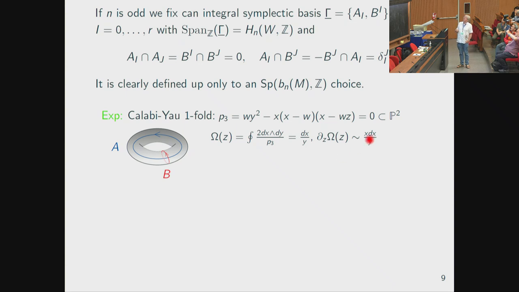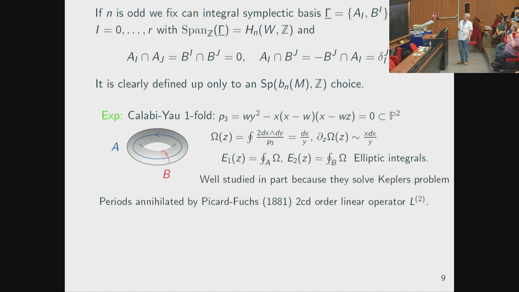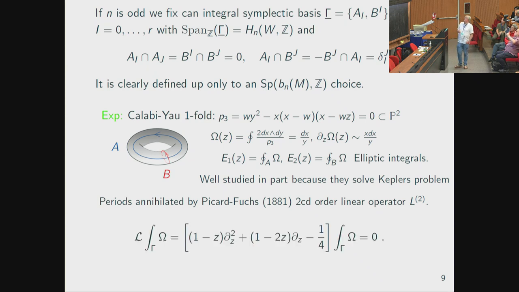So here are the periods, here's the period integral, and here is the second cohomology element, which you can represent by a meromorphic form of the second kind, and then you get these elliptic integrals, which are basically the things that I'm talking about and generalizing. This is well studied because these things solve Kepler's problem, and it was also well known in 1881 that they fulfill a linear differential equation. For instance, for the Legendre curve that I gave before, it's a differential equation of second order, because we have two periods.